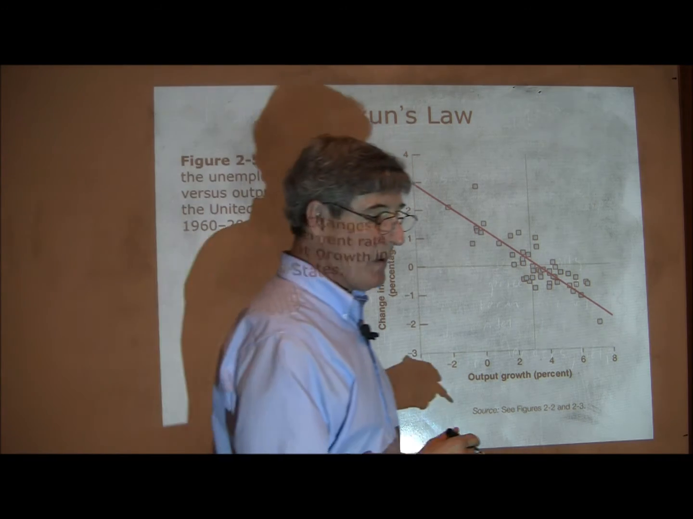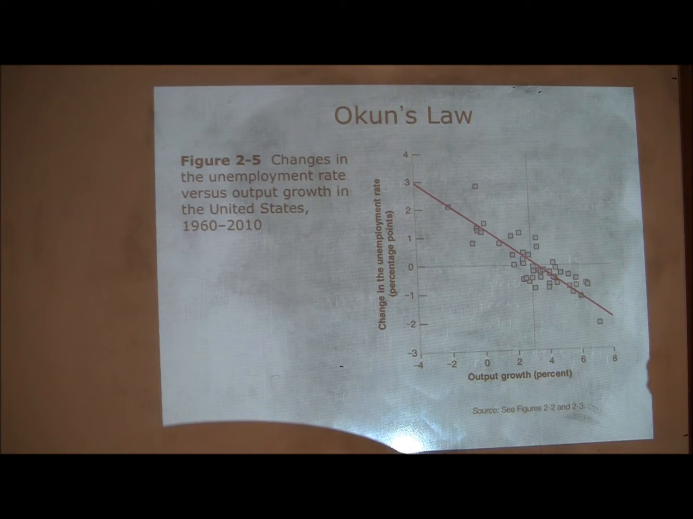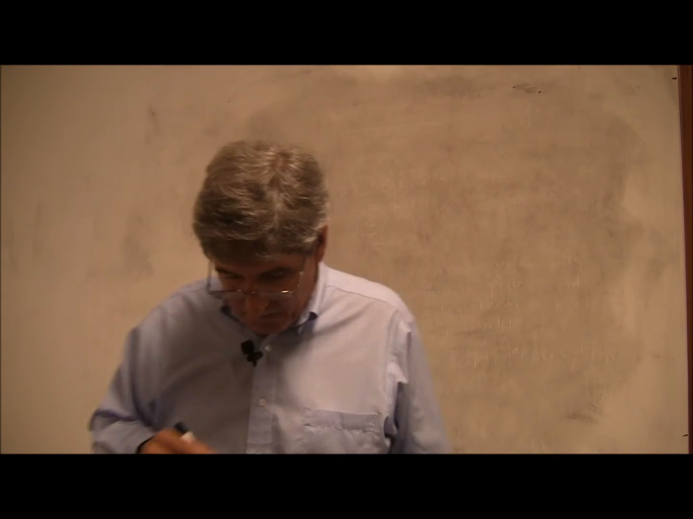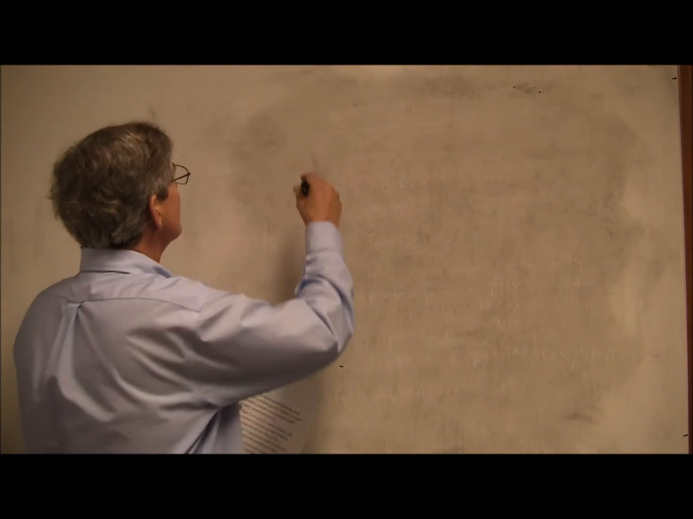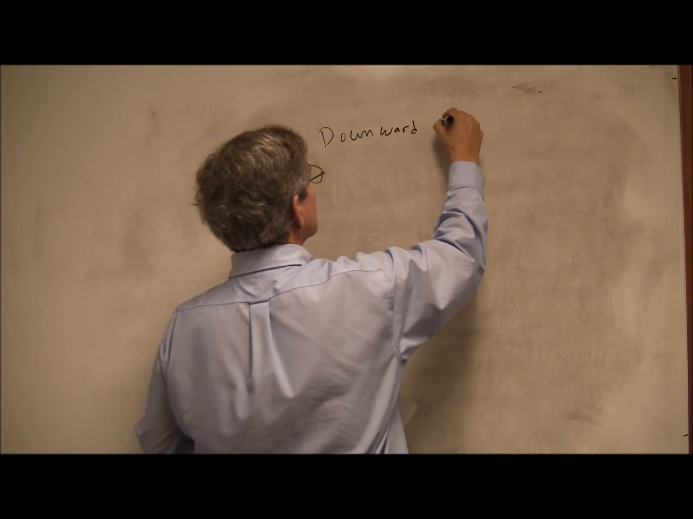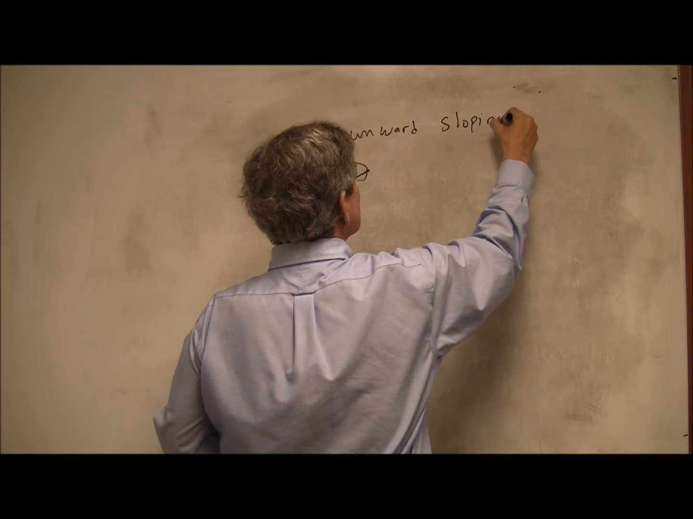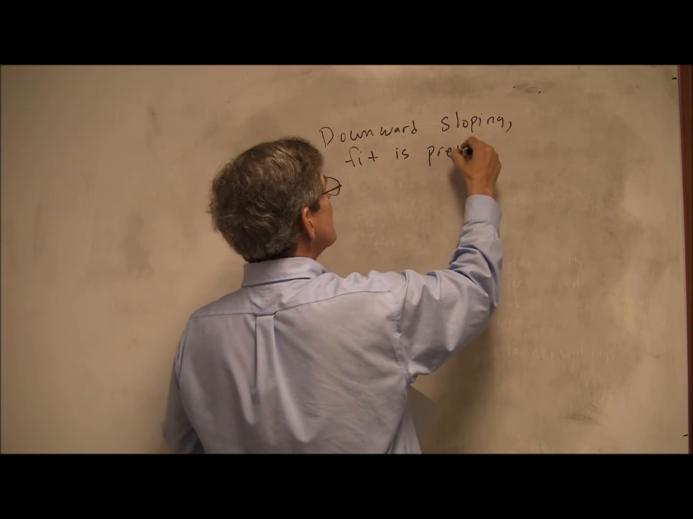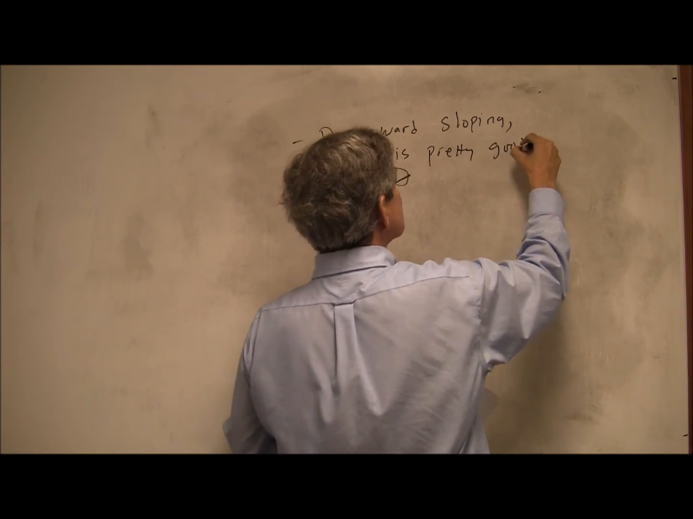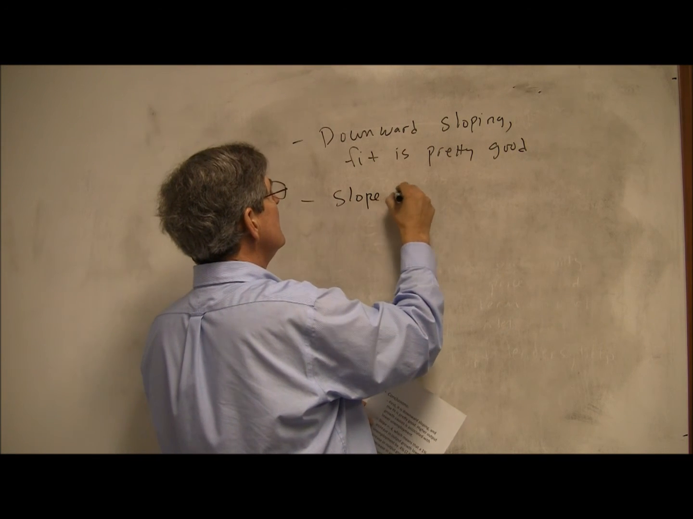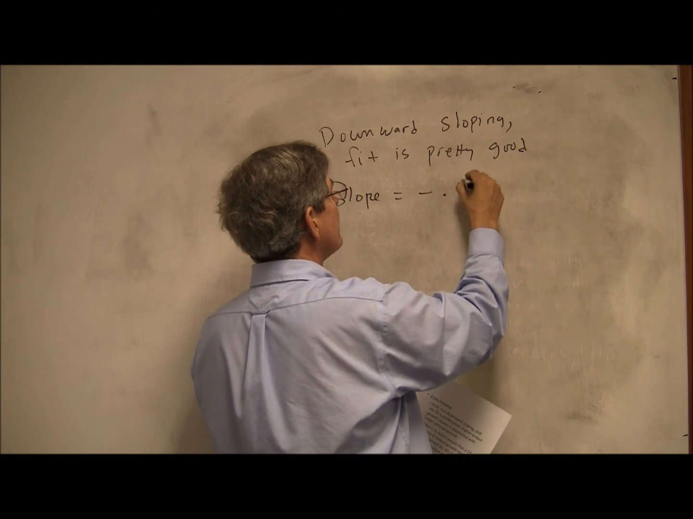There are several things we want to conclude from this graph. That graph's in your book, so you can open your book if you want to keep following along. Let me make some points about this. First, it's downward sloping. And the fit is pretty good. Most of those points are close to the line. The slope equals minus 0.4.